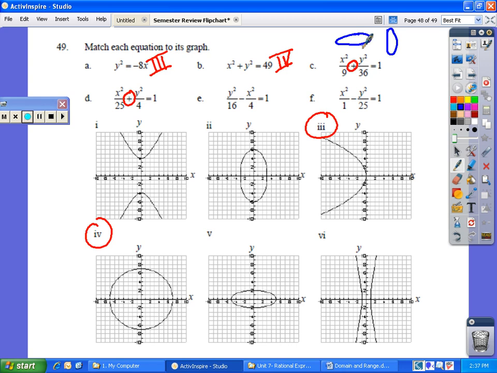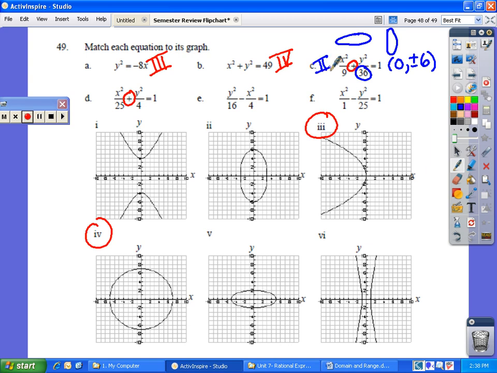So if you look here, the biggest number is always our major axis. It tells us where our major axis is. It's always our vertex. So our vertex here is going to be 0, plus or minus 6. So if you look at these, the only one that's an ellipse that has a vertex at 0, 6, and 0, negative 6 is choice number 2.